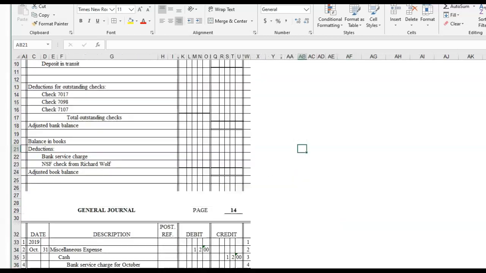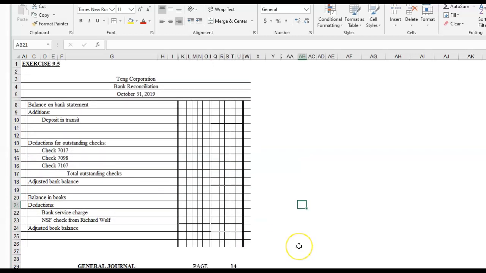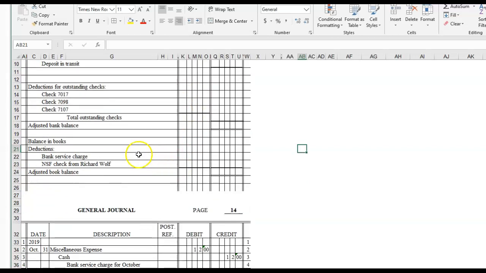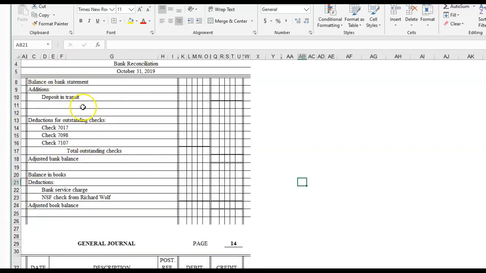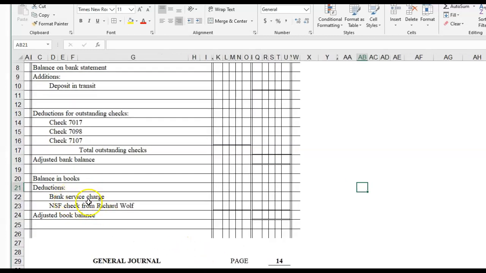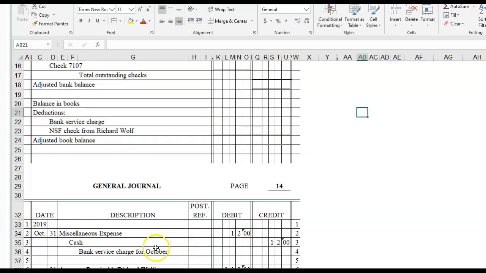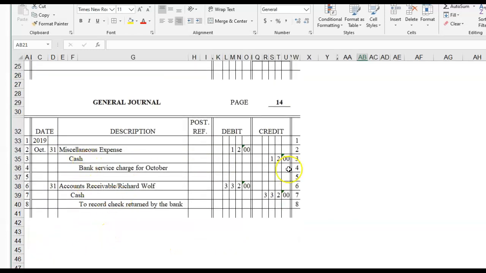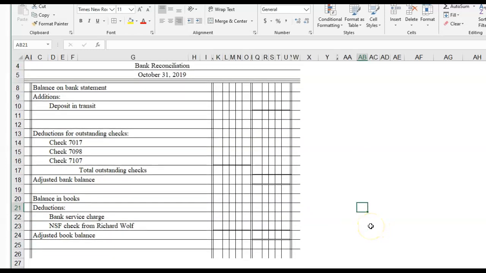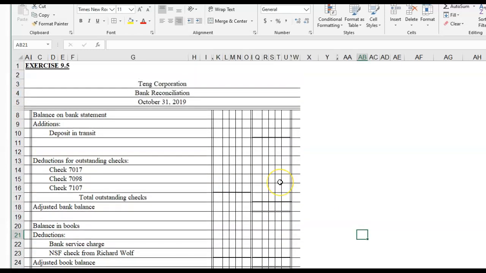Okay, let's go to 9.5. Remember before I said you have to do the bank reconciliation before you can do the book reconciliation. We're going to do the bank side first. So the bank statement amount comes up first, and then we do the book side down here. Whenever we have a charge, like a bank service charge, that has to go down into the general journal, since you have this fee incurred that you normally don't have. Let's just work on this one first.